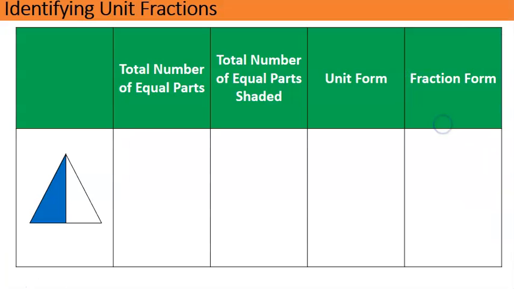All right. So this is the main lesson we're going to do today. We're going to talk about finding the unit form and fraction form. And some of you might remember this from before we left. We did something similar. So let's look at this shape right here. Here's a triangle. Let's just go down a list. The total number of equal parts I have for this is 2. I have 1 and then 2. And then the total number of equal parts shaded, that's our key word, shaded, I only have one shaded part.